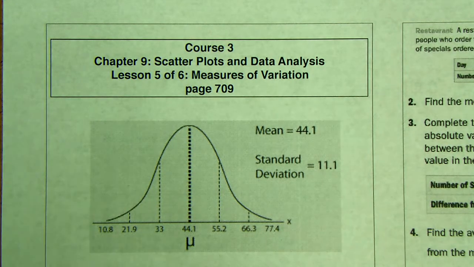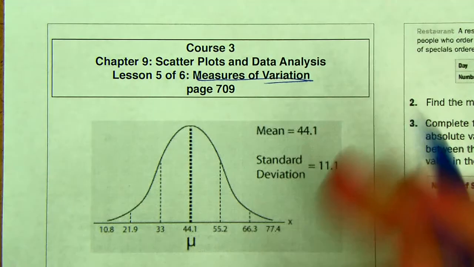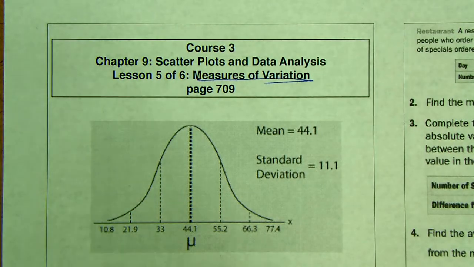All right, so measures of variation. That is what we're talking about. We've talked about measures of center. That would be your mean, median, and mode. Measures of variation are like how spread out the data are. We are going to talk about two different kinds: standard deviation and mean absolute deviation.